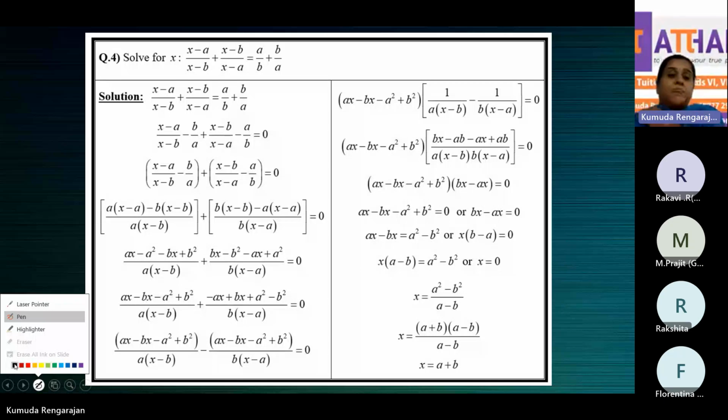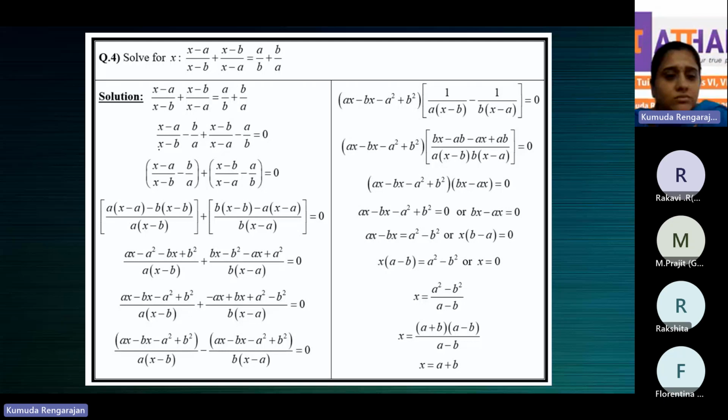Yeah. So, as I told you, this is the first step. Then the LCM, I just enclosed it in a bracket. Then it's about taking the LCM. So this is that LCM step. This LCM step is equal to 0. Basically, it is a into x minus a plus b into x minus b. That's what you see here, the LCM.